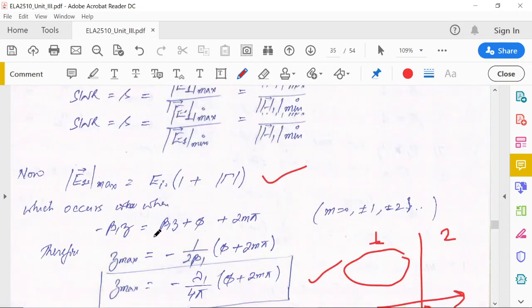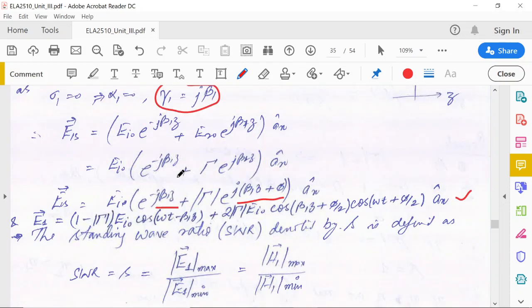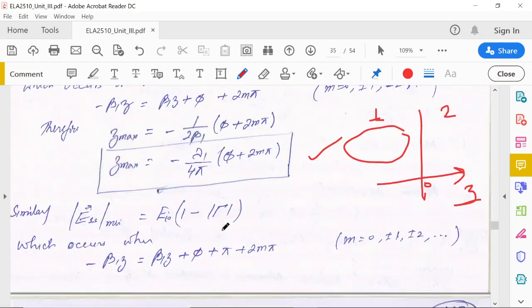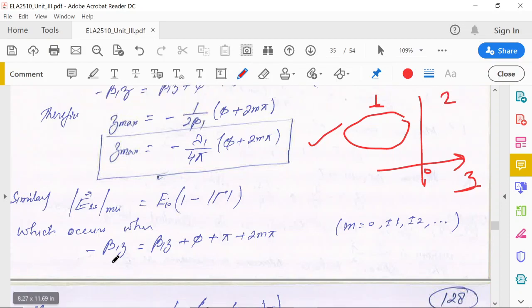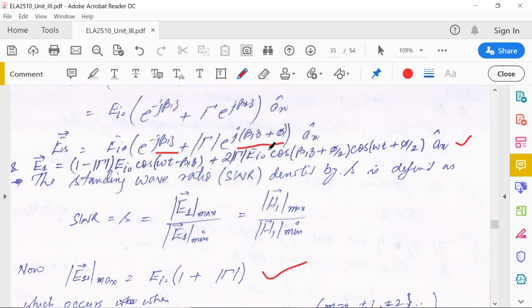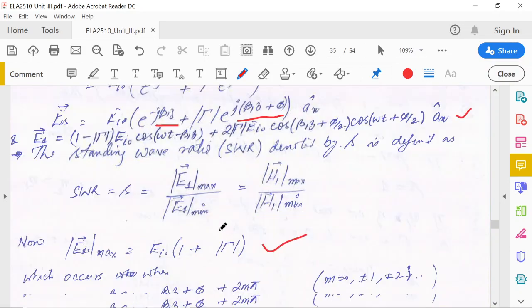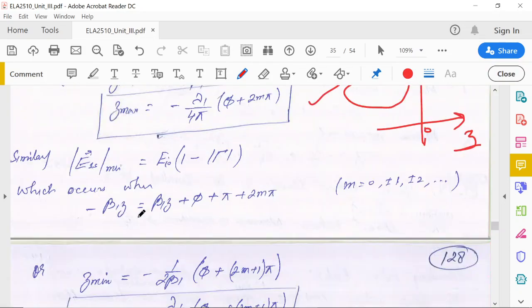Now similarly, the minimum will occur when these are out of phase by 180 degrees. When there is a 180 degree phase shift, these two will be subtracted. So the minimum value comes out to be E_i0 times 1 minus the magnitude of gamma. And this will occur when these two are out of phase by pi. So minus beta 1 z equals beta 1 z plus phi plus pi. If you add some 2m pi, it will also give you the same condition, they will be out of phase.